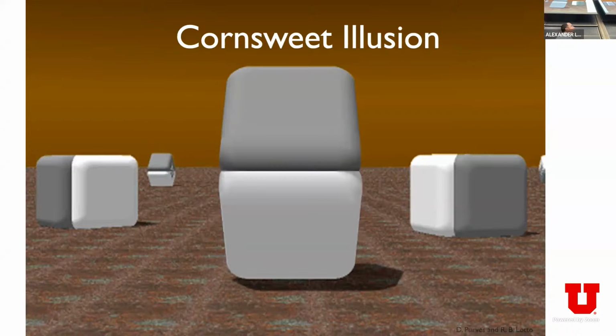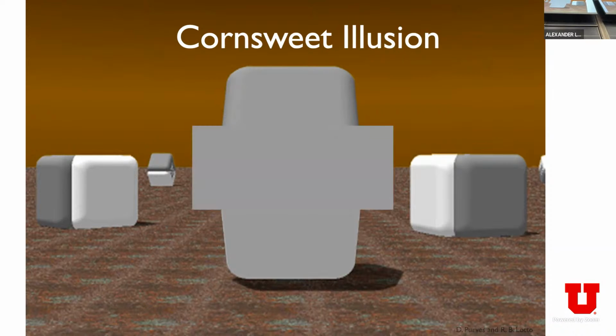Here's another example. Which one is darker, the upper or the lower stone here? Who thinks the upper stone is darker? Who thinks the lower stone is darker? Okay. Of course, you know that this is a trick question because it's a lecture about perception. But in fact, they're identical.